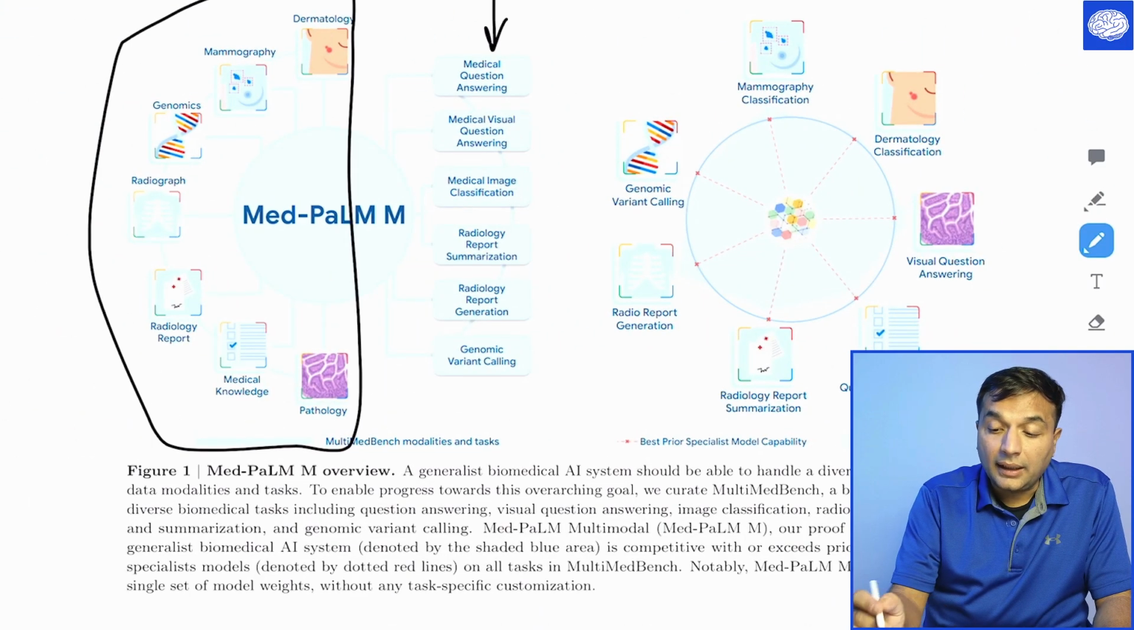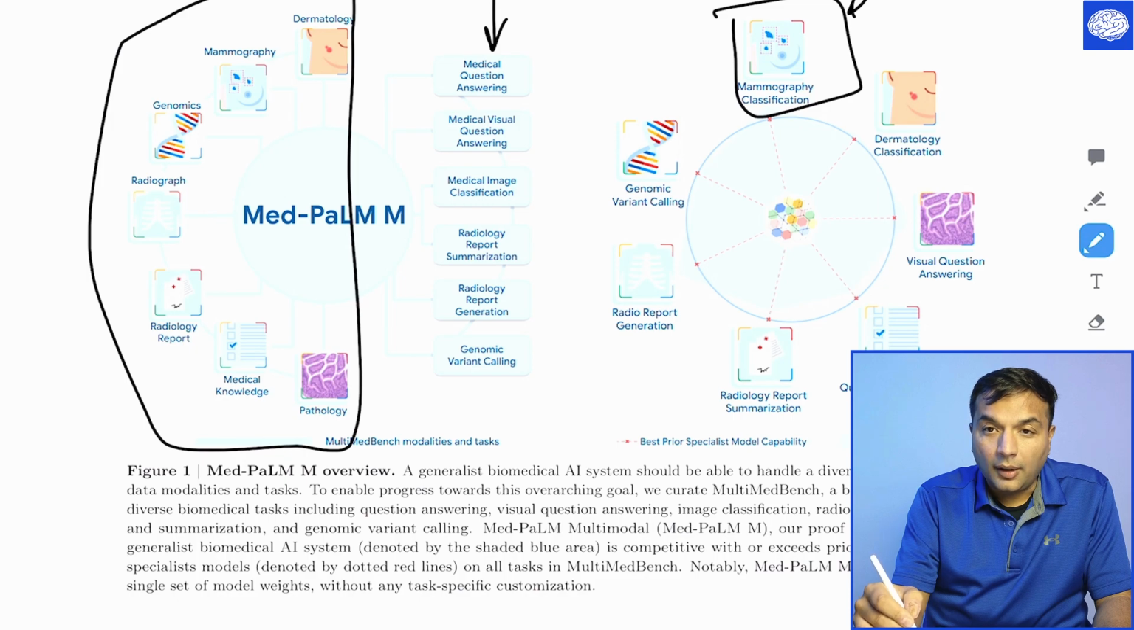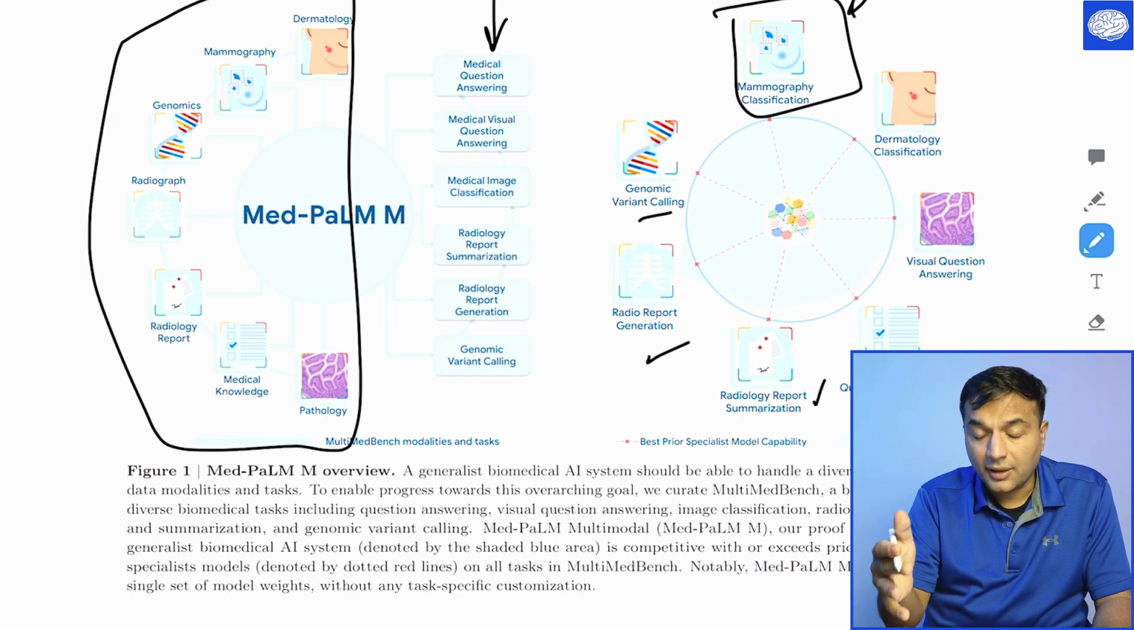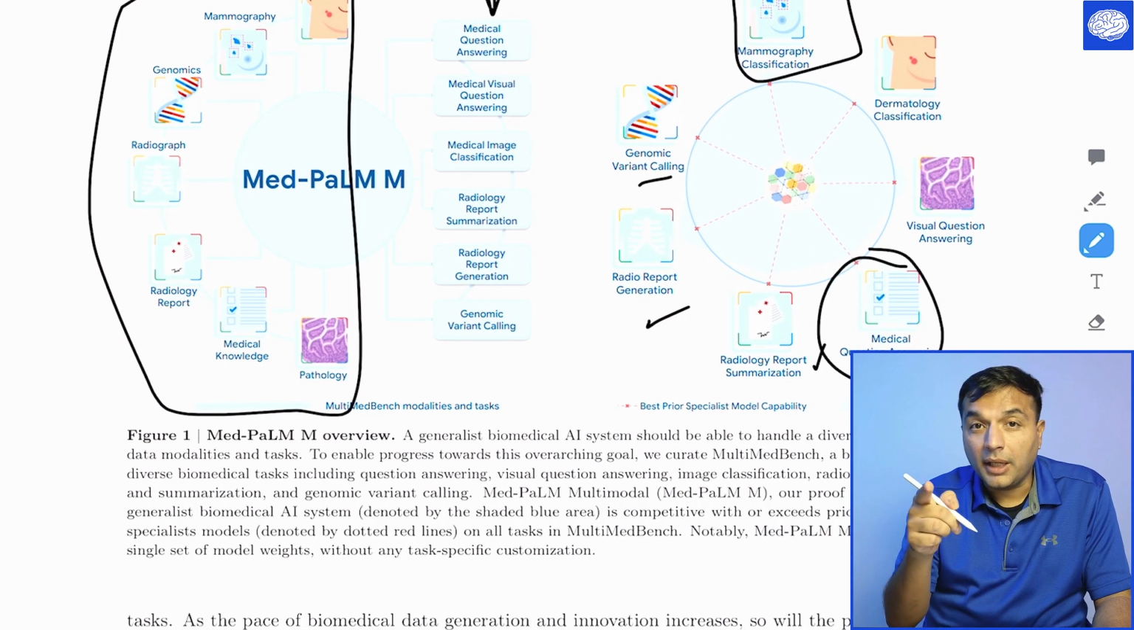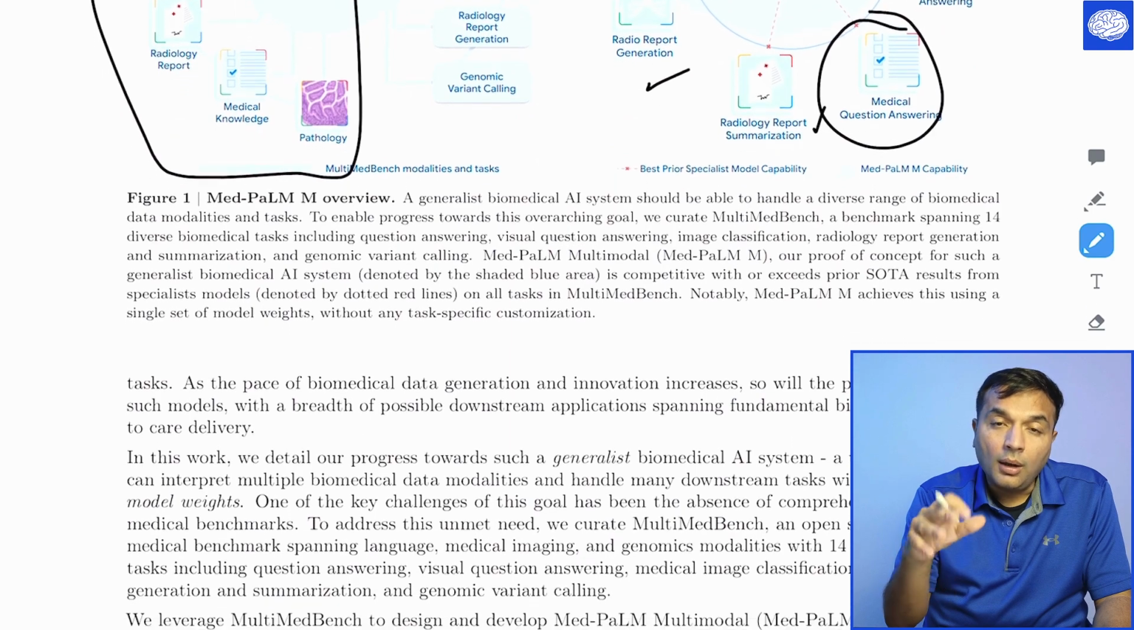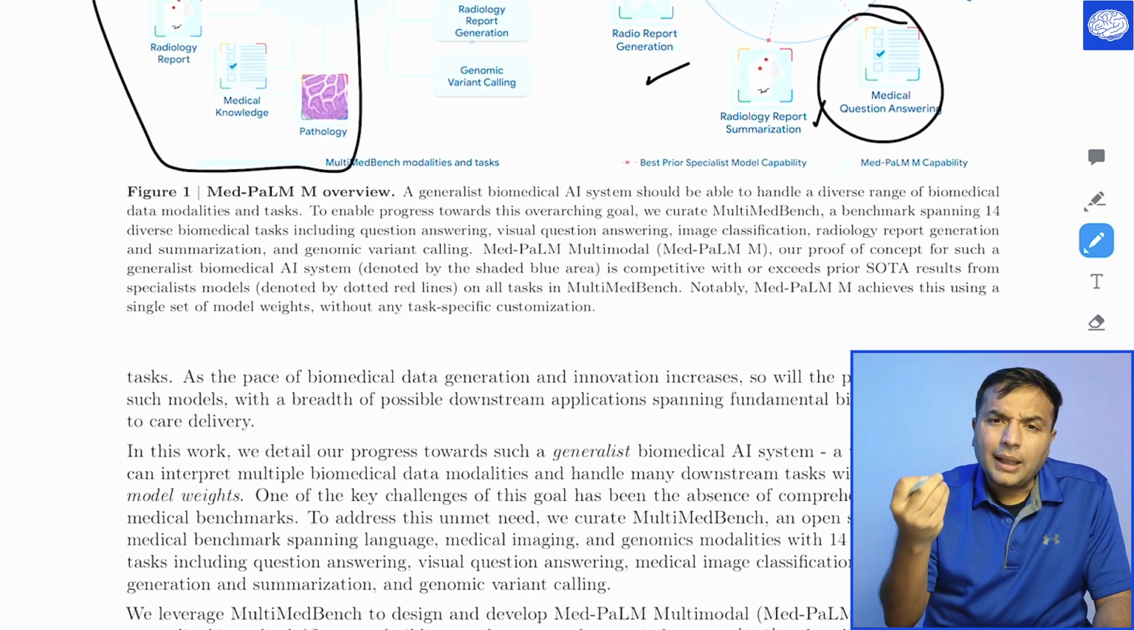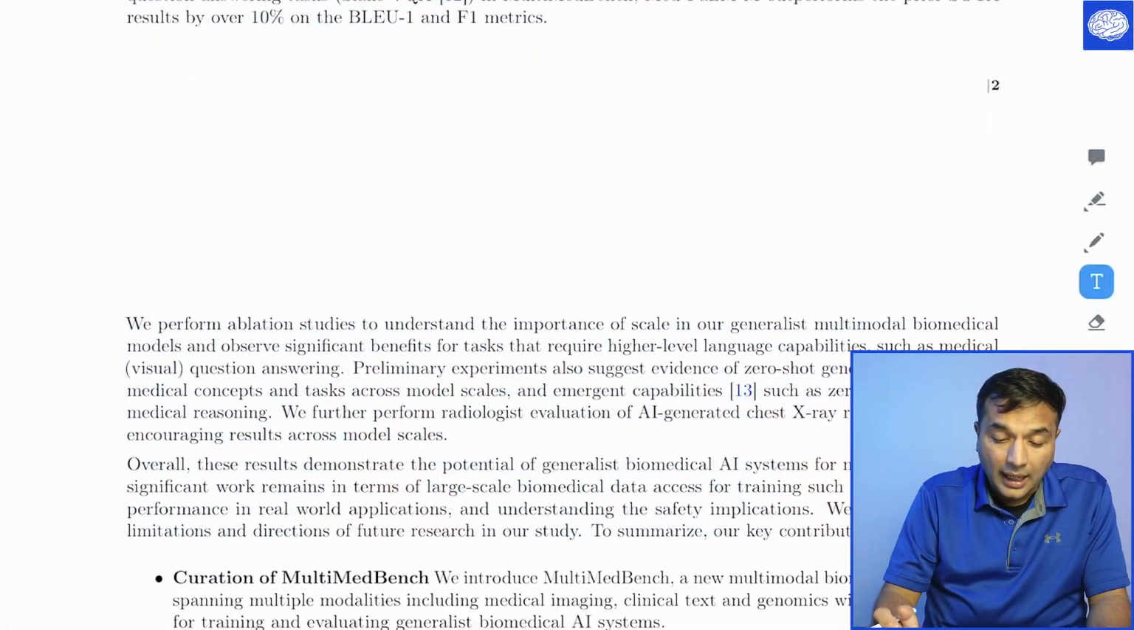I love this that they have shown mammographic classification. Believe me, these are open source models that are available. Genomics, radiology reports, summarizations are all available. As a matter of fact, medical question and answer is going to be available in NeuroChat as well. The idea behind it is that we are slowly moving towards not just using large language models that are specific, which again is in itself a regulatory problem, but also we're combining all of these, and the way they have done it is actually good.